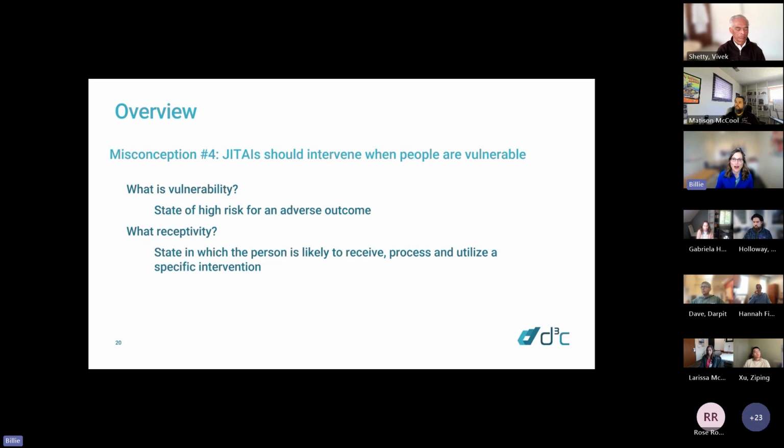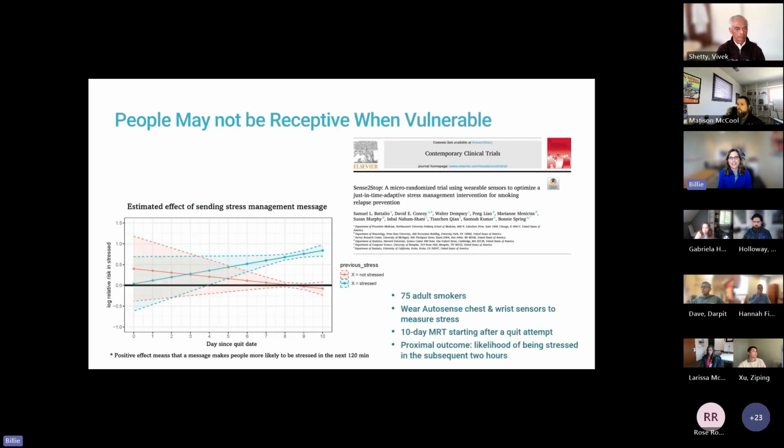Of course, there's always a problem. The problem is that in many cases, when people experience these states of vulnerability, such as stress or craving, they are not receptive to digital interventions. They are unlikely to engage with the intervention that we deliver. And the best example I can give you is from a study that is called Sense to Stop. This was led by Bonnie Spring, and I was very, very fortunate to be part of the study and lead the data analytics.